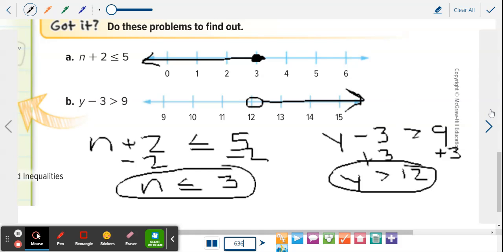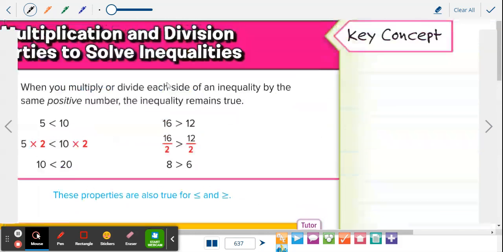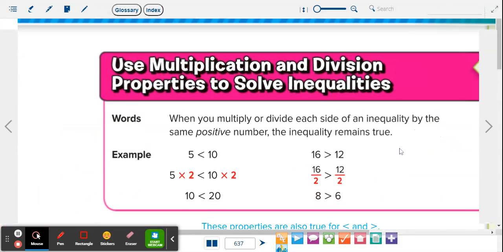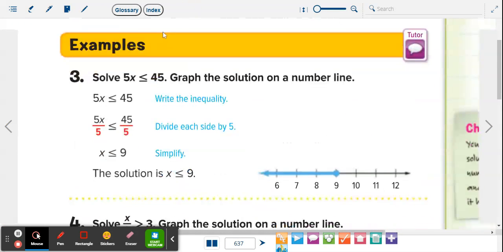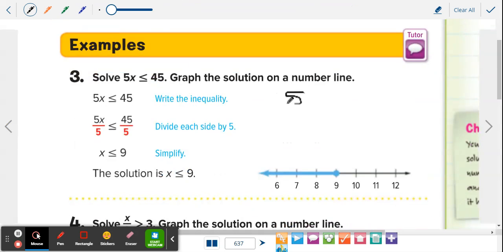Now the next part of this is we're going to do multiplication and division. So you still just do the opposite of what's there. So number 3, 5x less than or equal to 45. What operation is this right here? Multiplication. So what's the opposite?